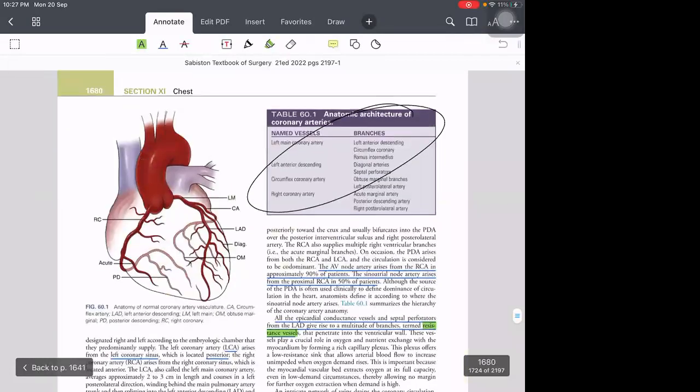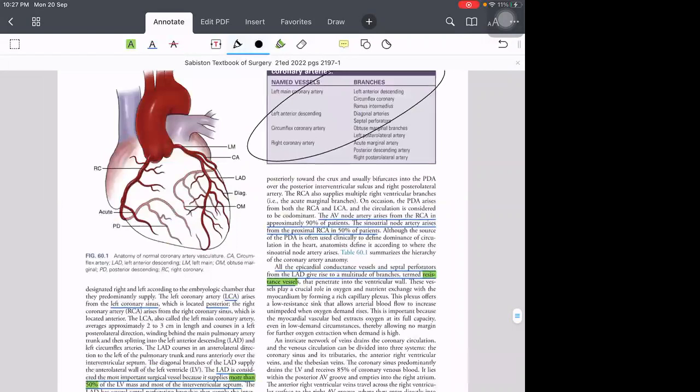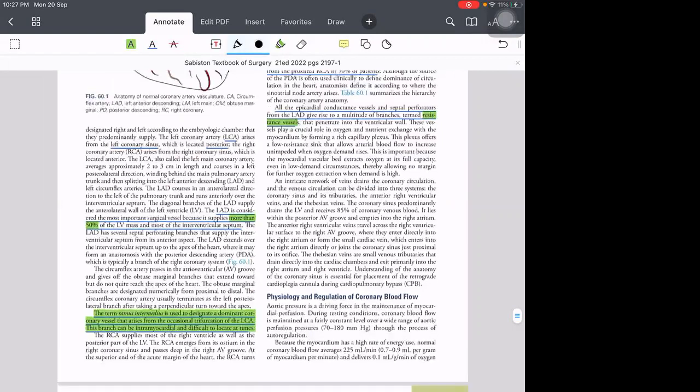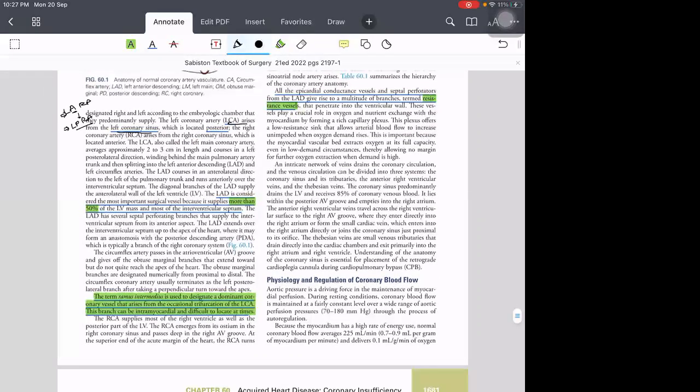So this is Table 60.1, we already saw it, the branches of the coronary arteries. Here they are telling about the left coronary artery, which arises from the left coronary sinus, which is present posteriorly. Just remember the vagus nerve mnemonic LERP: the left vagus nerve is present anteriorly, but here the left coronary artery arises posteriorly, the opposite of the vagus nerve.